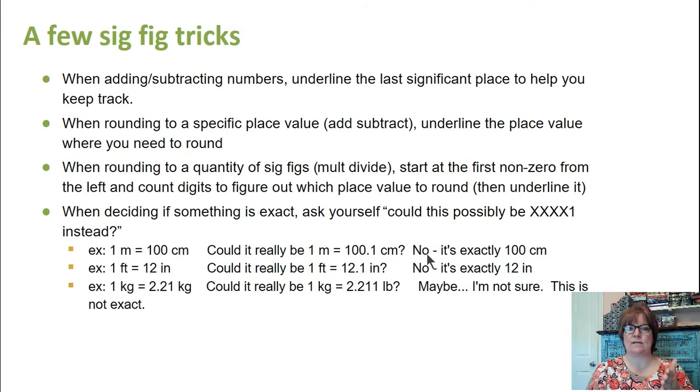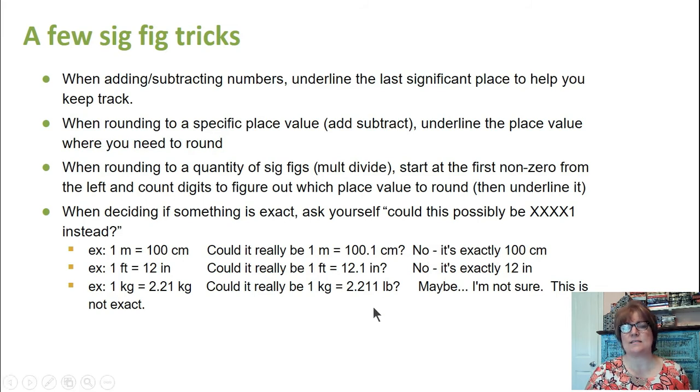That helps you clarify. I want to keep it to this number, but I want to look at the next value. When rounding to quantity, and I'm trying to count how many sig figs before I round it, start from the left and go along until you get to the first number that's a non-zero number. That's going to be very helpful. And then I continue on until I have the right number of significance, and then I underline that last significant digit, and then I decide about rounding.